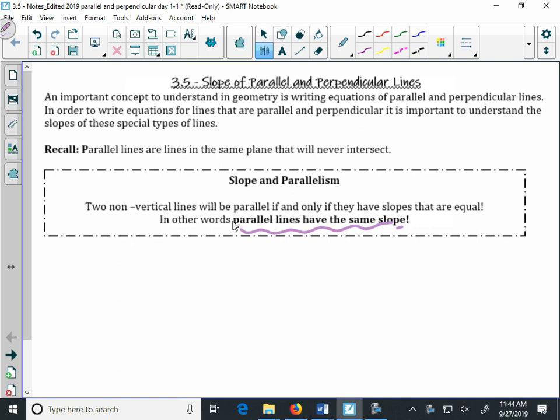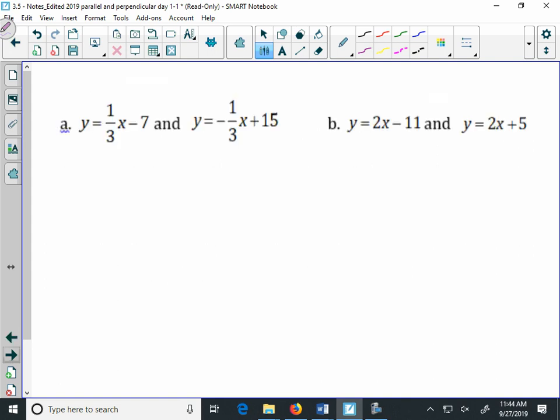Okay? So if we look at some examples, we want to determine if these sets of lines are parallel to each other. We'll first identify the slope. Okay? What's the slope of this first line? 1/3. So the number in front of the x, that's your slope. What's the slope of the second line? Negative 1/3. Are the slopes exactly the same? No. So are these parallel? Nope. Not parallel.